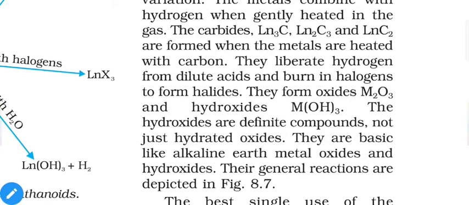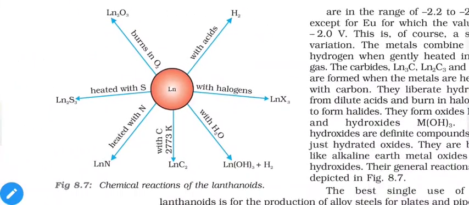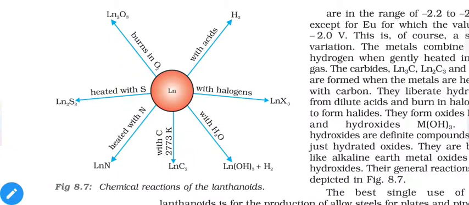In certain cases, hydroxides are hydrated oxides, but in this case, they are exactly hydroxides. They are basic like alkaline earth metal oxides and hydroxides. Their general reactions are depicted in figure 8.7. As we can see here, different reactions for lanthanides are mentioned with respective reactants. So we can see different types of reactions and formations possible for lanthanides, and common reactions are mentioned because all of the lanthanide elements give similar types of reactions.